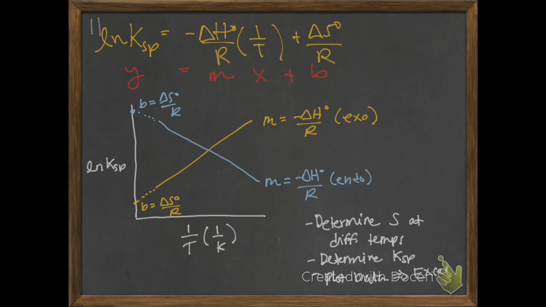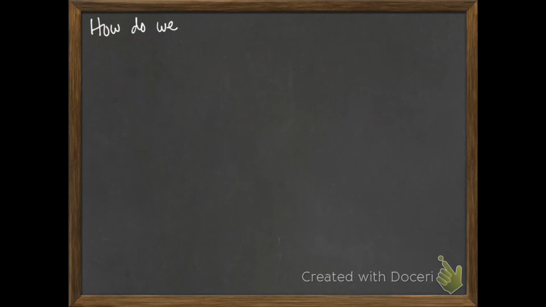In order to make the plot, we need to calculate the Ksp at different temperatures. And to get the Ksp, we need to determine the solubility of the potassium nitrate at different temperatures. So how are we going to determine the solubility?